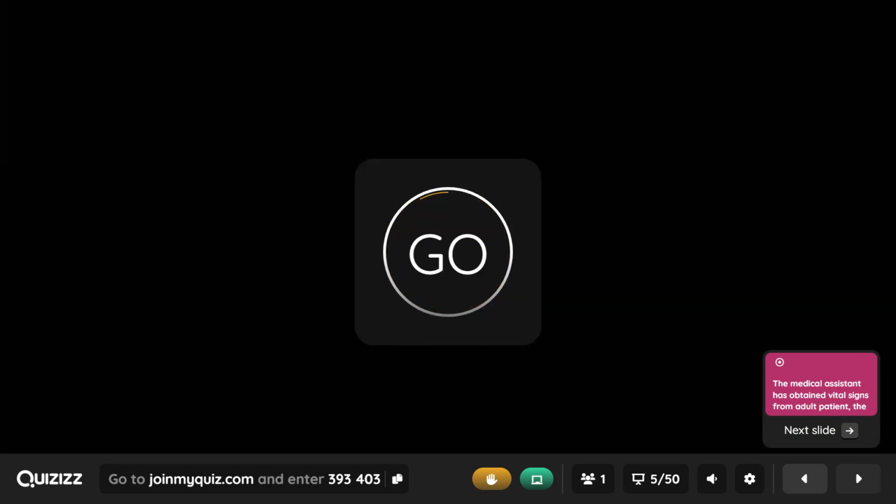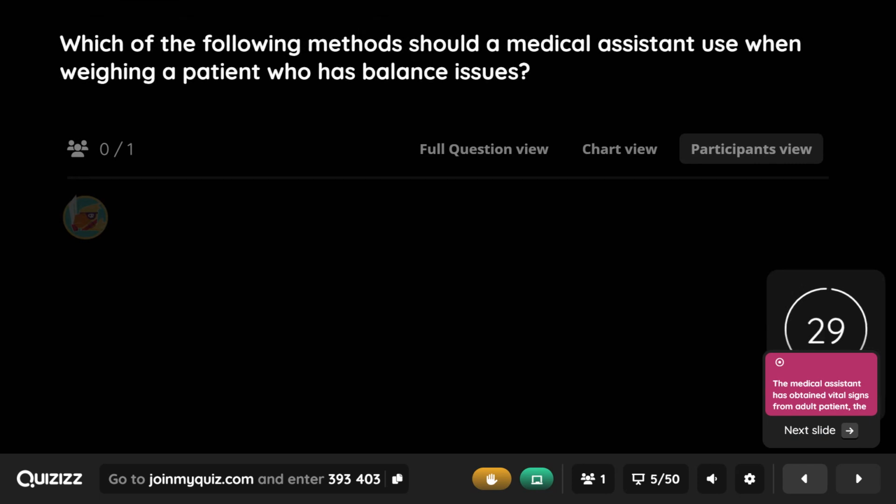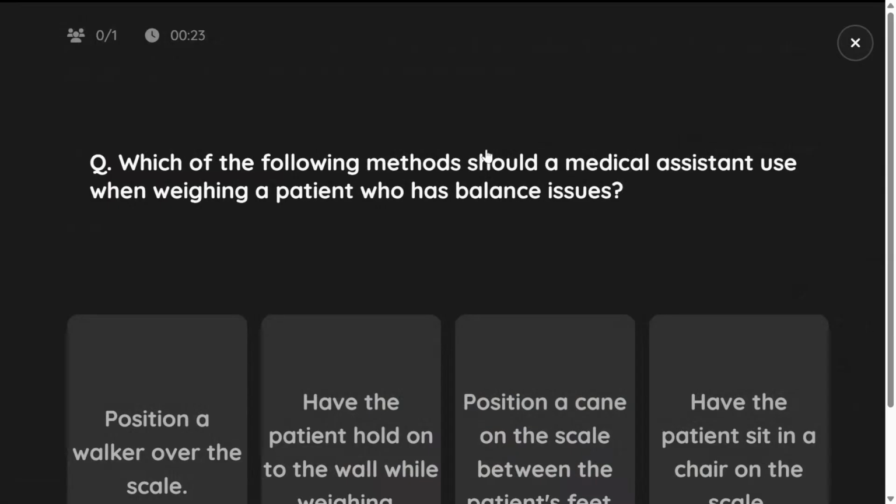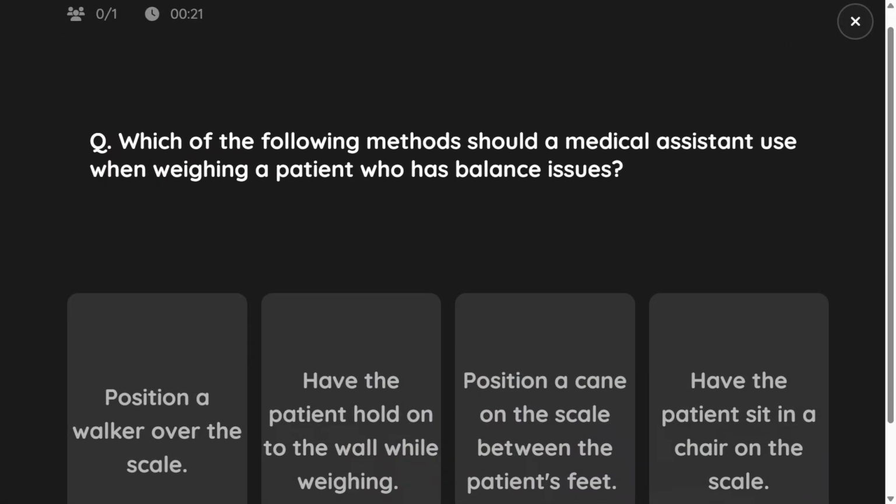How are you guys doing so far? Which of the following methods should a medical assistant use when weighing a patient who has balance issues? Would this be position a walker over the scale, have the patient hold on to the wall while weighing, position a cane on the scale between the patient's feet, or have the patient sit in a chair on the scale? Again, which of the following methods should a medical assistant use when weighing a patient who has balance issues?